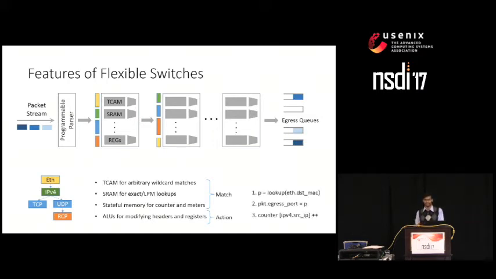So you can imagine doing something simple: when a packet comes in, you look at the destination MAC address to figure out the outgoing port and assign it to the egress port. Then, if you want to maintain a count of how many packets you are seeing from a certain IP, you can increment a counter to do that. And this flexibility is amazing.